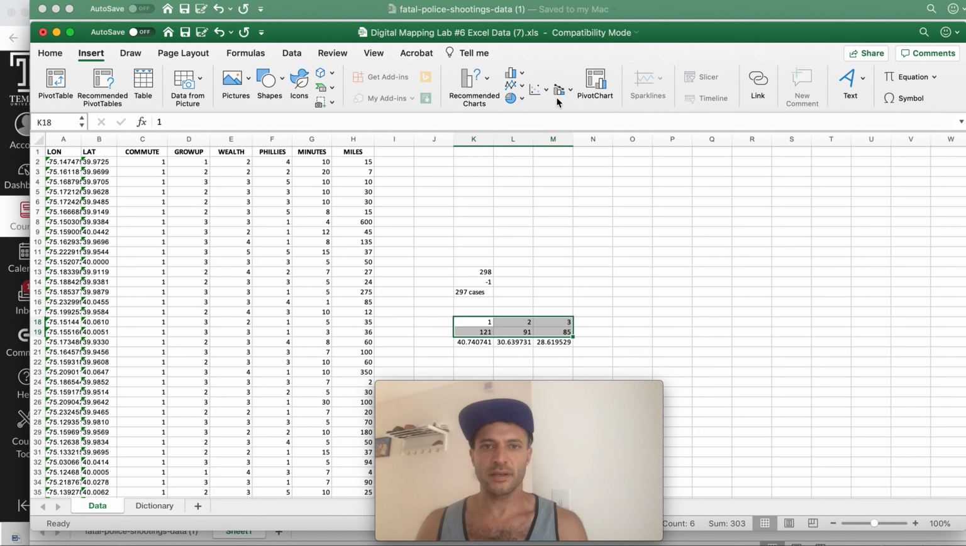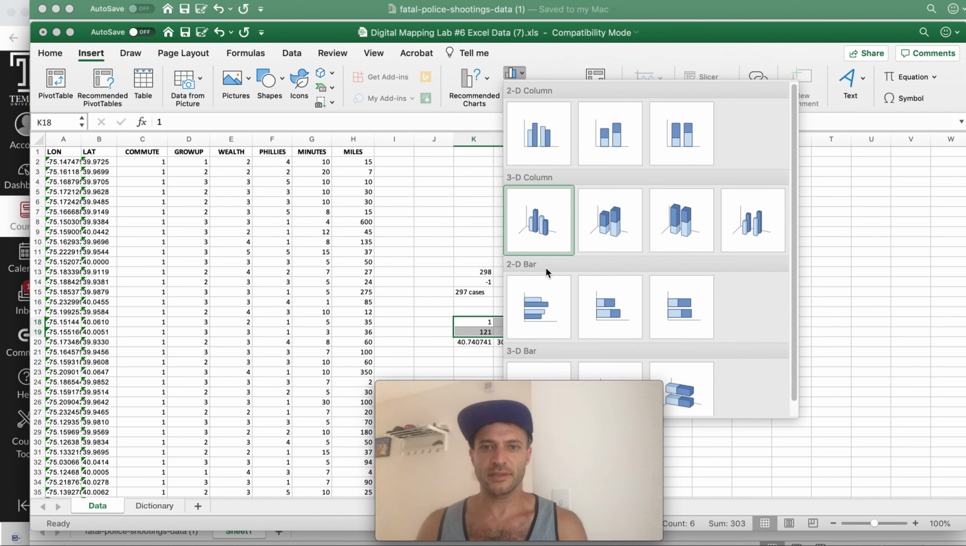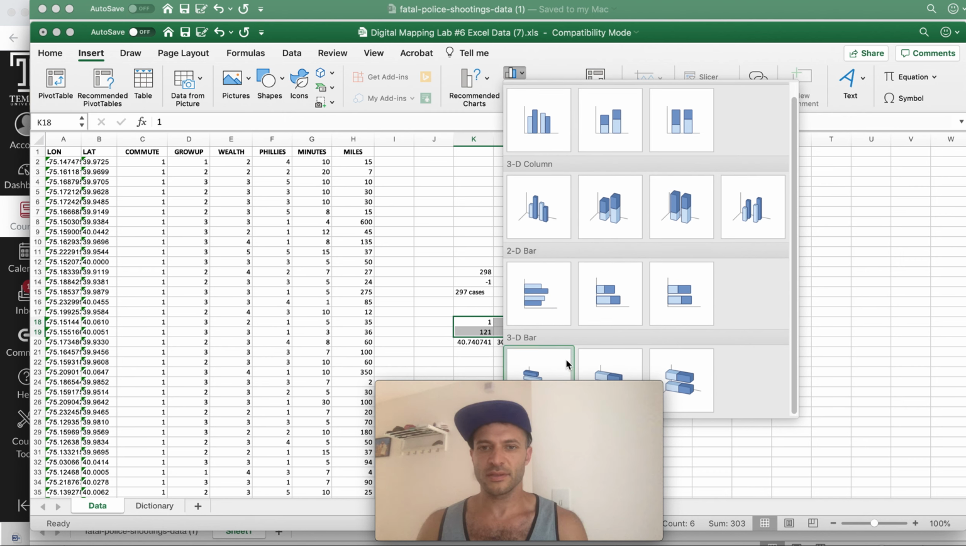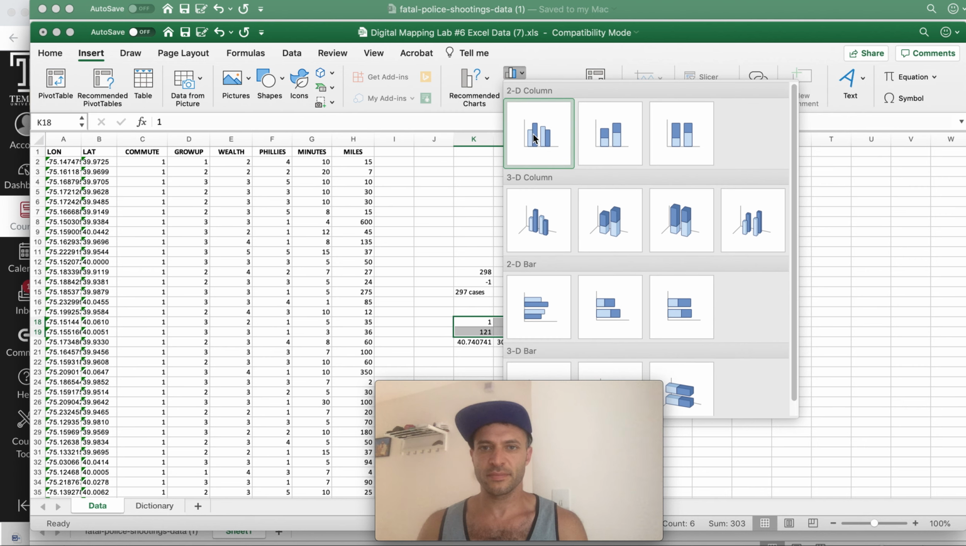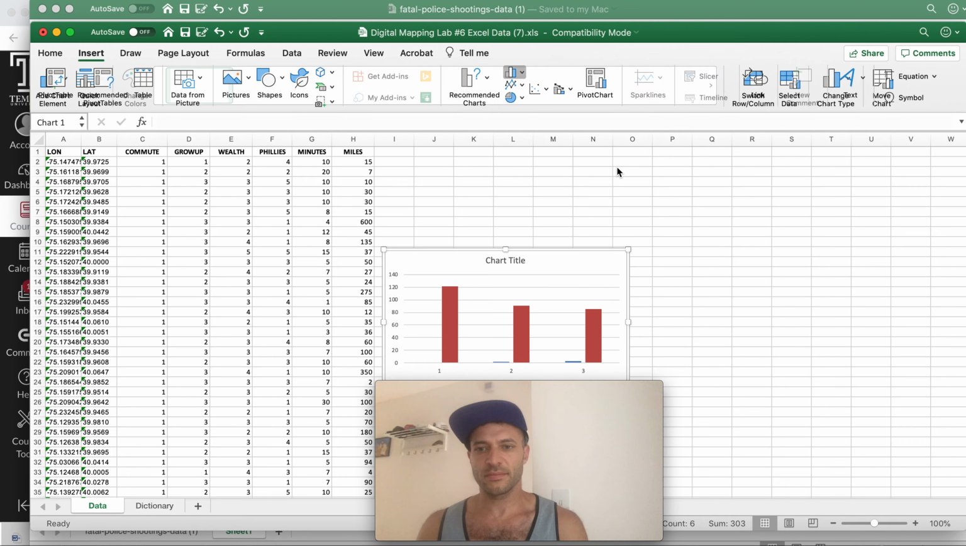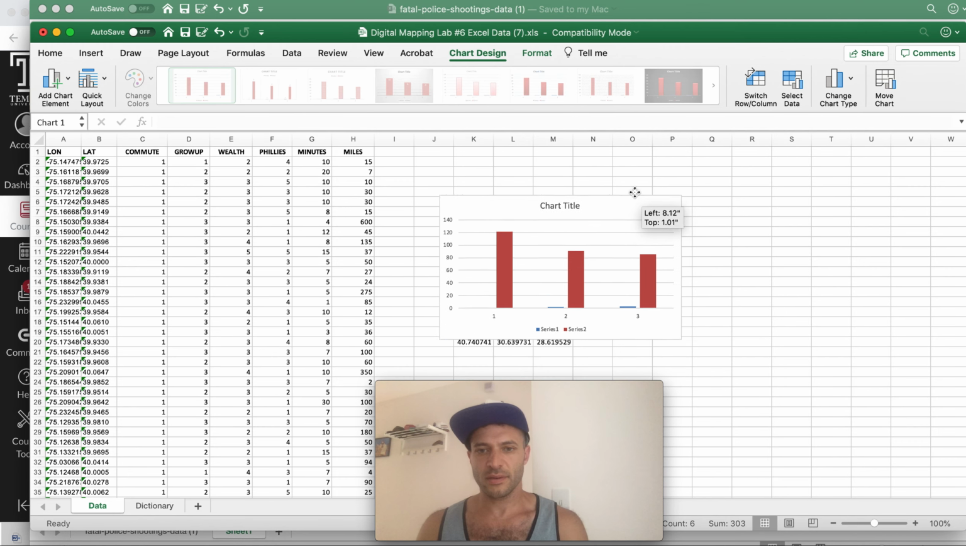And yeah, look at this, we can pick a chart. This one's probably the best one for this, although you can go with some other ones if you want. 2D column. Okay.